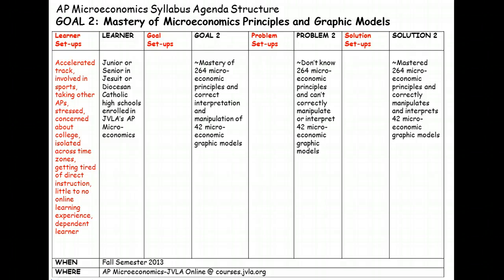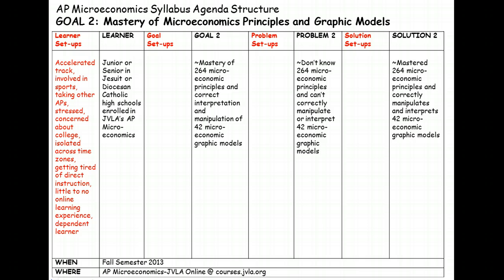So I went through my text and listed every main principle I thought students needed to know, as well as the graphic models that are key to microeconomics principles. Then I filled in the when and the where cells down below. So you can see the goal then is mastery of what I counted to be 264 microeconomic principles and the correct interpretation and manipulation of 42 graphic models.